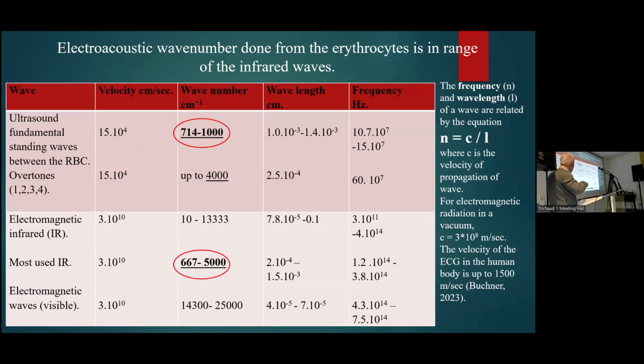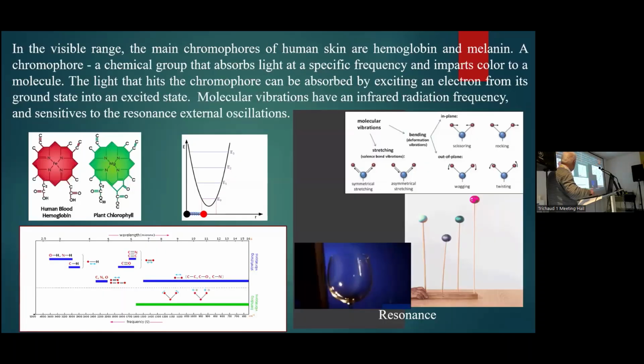It means the wave number is the same as for the electroacoustic wave. But the frequency of the oscillations for the light is many times higher than for the electroacoustic wave. And what can be missed? Here you can see how the visible light can be absorbed by the erythrocytes.